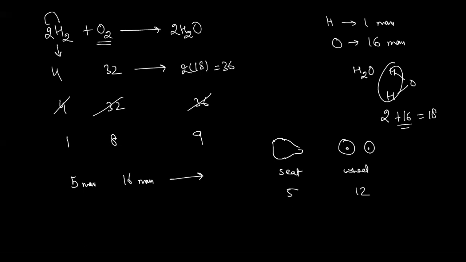Okay. Now if you have 7 seats and 12 wheels, then how many cycles will be formed? 6 cycles. Yes, 6 cycles, because one seat is extra.